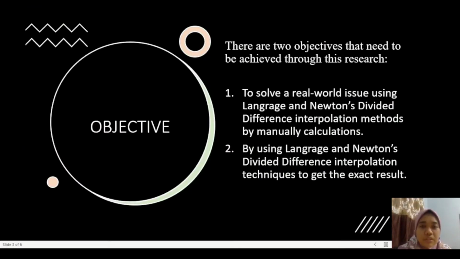So for the objective, there are 2 points. Number 1, to solve a real world issue using Lagrange and Newton's divided difference interpolation methods by manual calculation, and number 2, by using Lagrange and Newton's divided difference interpolation techniques to get the exact result.